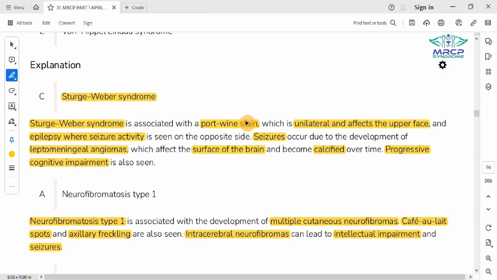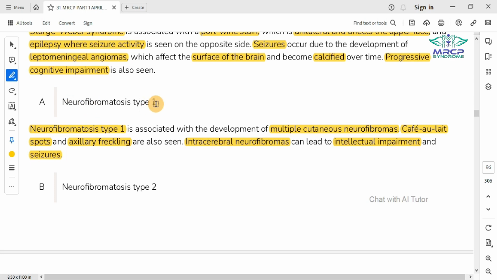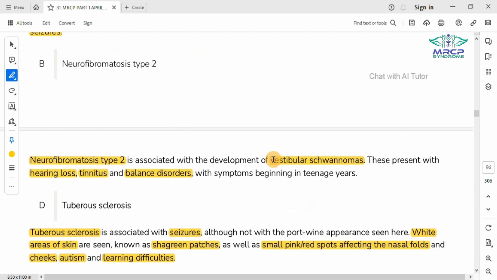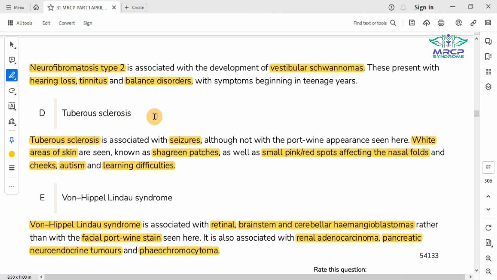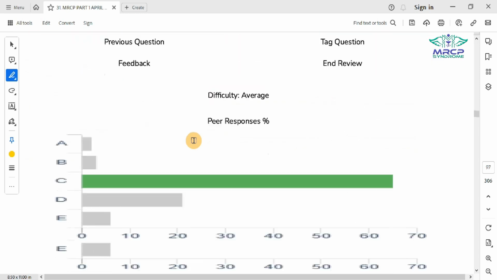Sturge-Weber syndrome is associated with the port wine stain, which is unilateral and affects the upper face, and epilepsy when the seizure activity is seen on the opposite side. Seizures occur due to development of leptomeningeal angiomas, which affect the surface of the brain and become calcified over time. Progressive cognitive impairment is seen. So this is peripheral, this is central with the vestibular schwannoma. Tuberous sclerosis will come with the features of ash-leaf macules with a history of seizure, and VHL will have the hemangioblastoma.